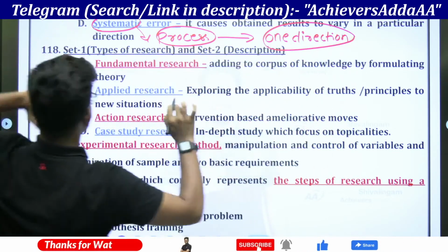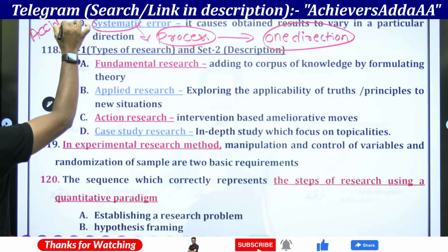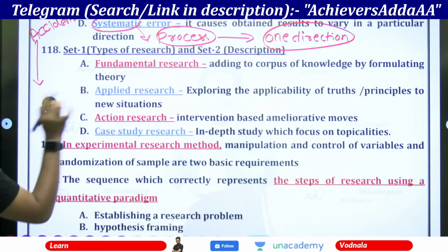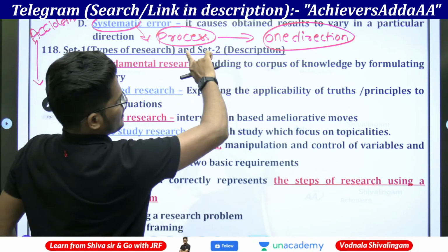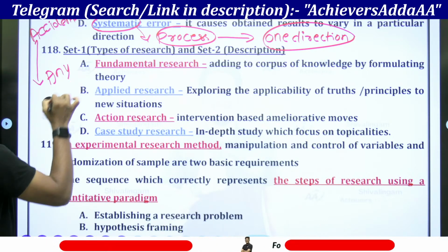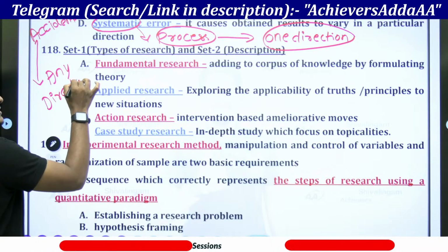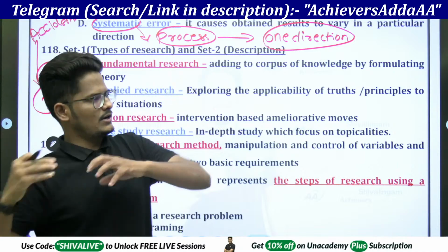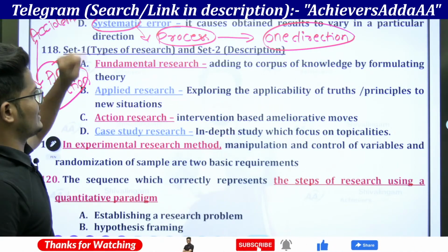And when an accidental error happens, your obtained results will vary in any direction. It will not be in one direction; any direction it will go. Either one way or the other, south or north, the results will vary in any way. That is what an accidental error is.